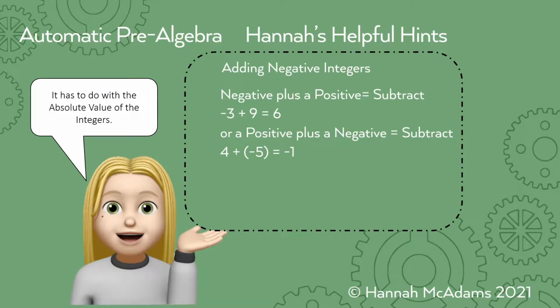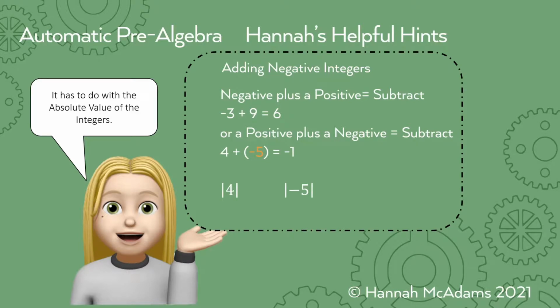Okay, so we look at the two numbers that we're adding. We have 4 plus a negative 5, and we're going to find the absolute value of both of these. What is the absolute value of positive 4? Positive 4 is 4, because it just means it's 4 away from 0. We talked about that last time. What about negative 5? The absolute value of negative 5 is 5, because it's 5 away from 0.